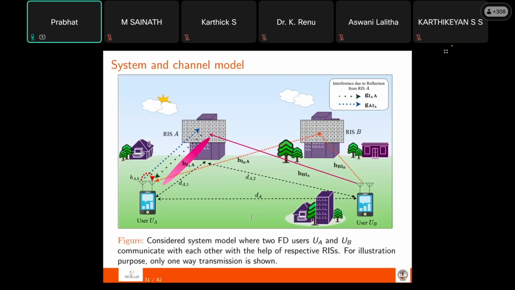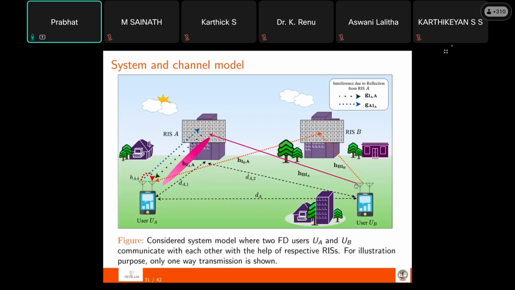Now, for analytical understanding, I'm just going to explain one system model. Suppose there are two users, user A and user B. They want to talk to each other. We are considering that each user is utilizing one RIS. RIS A is focusing the signal of user B at user A, and RIS B is there for focusing the signal of user A at user B.